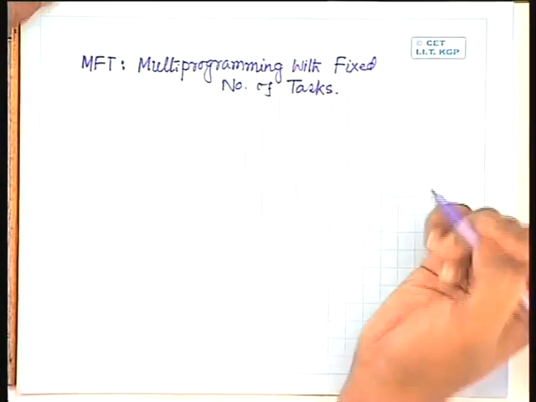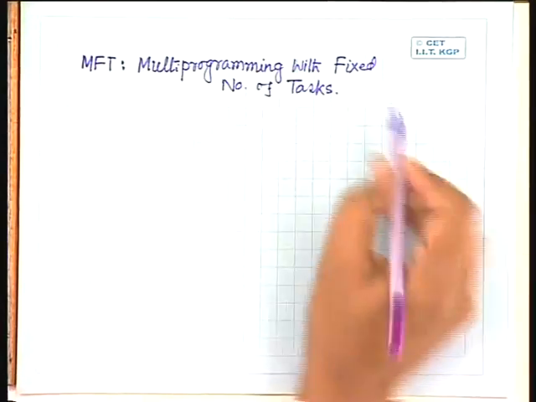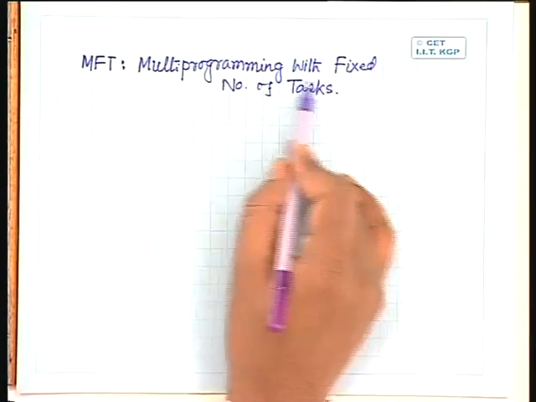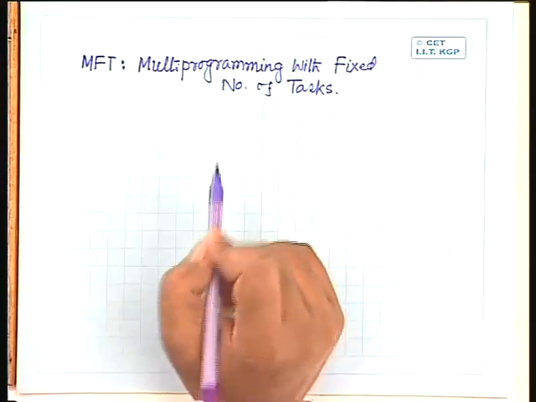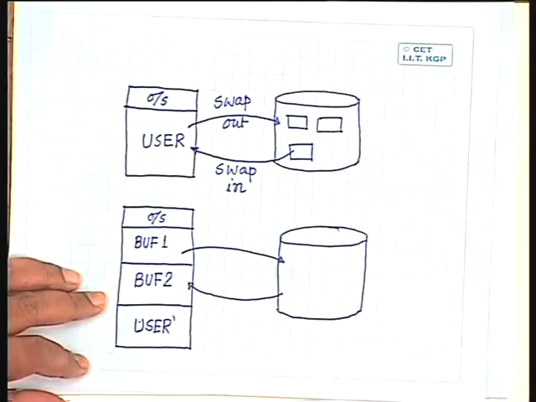So this term task, job, process, or a program we will use interchangeably. So this task means a process. Okay. So MFT is multi-programming with fixed number of tasks, and this one that we have said is nothing but a special case of MFT, where we have only 3 partitions.